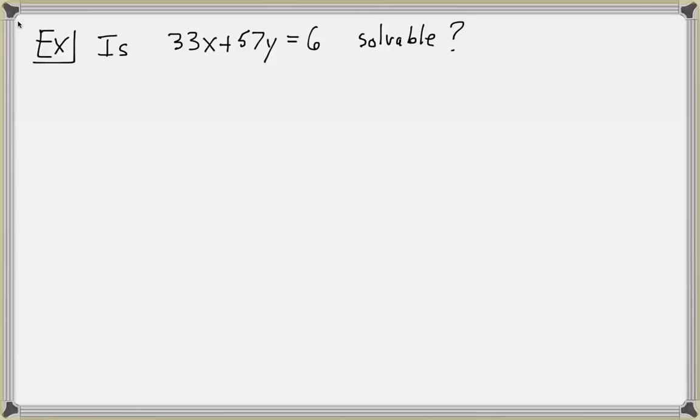So, by the Euclidean algorithm, I will divide 33 into 57. 33 goes into 57 one time, with a remainder of 24. Now I'm going to divide 33 by 24. The 24 goes into 33 one time, with a remainder of 9.